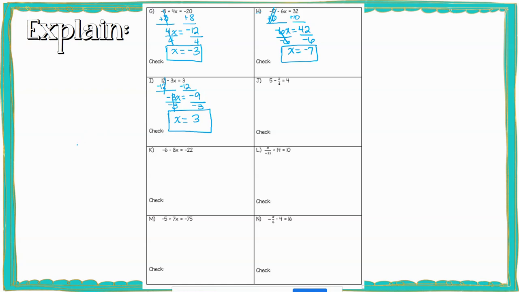For j, you see 5 minus x over 4 equals 4. I know that I need to get rid of the 5 first. So because that is a positive 5, I am going to subtract 5 from both sides.